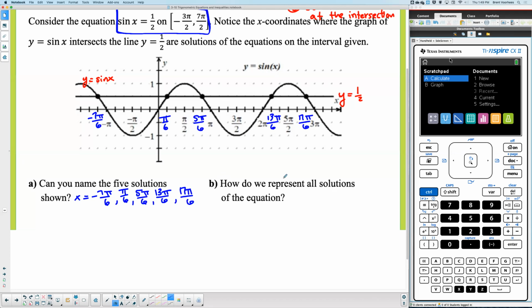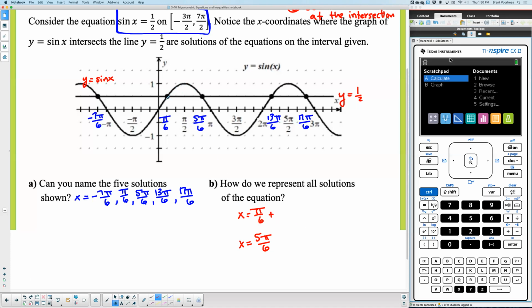So now it says, how do we represent all the solutions shown? Well, here's what I would do: I would write out just one period's worth of answers. So what do I mean by a period? One cycle. I would write out one cycle of answers. So I'm going to take these two right here and write those two out. I'm going to say x equals pi over 6, and I would write x equals 5 pi over 6. And then what you do is you add a period with the letter n or the letter k. Just pick whichever letter you want to use.